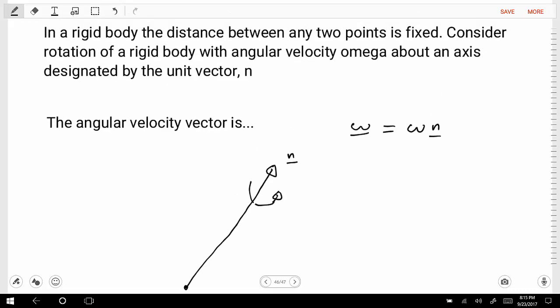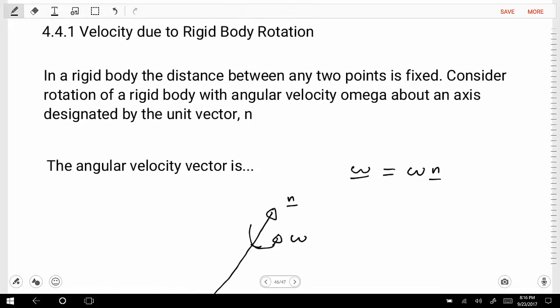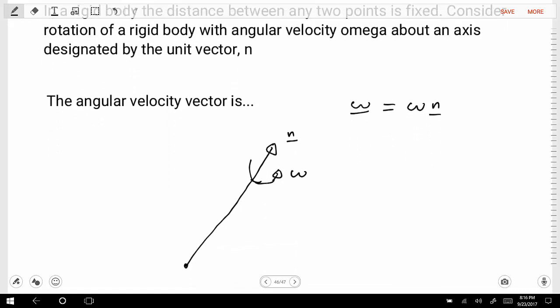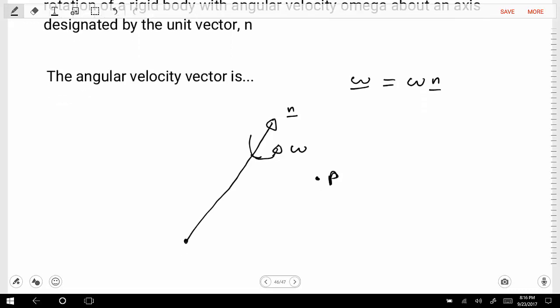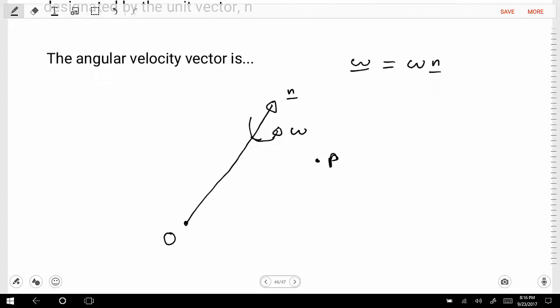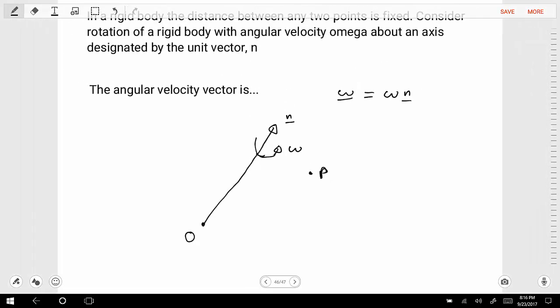There's this angular velocity omega that's happening about it. And we want to define what is the velocity of a particle or a rigid body within this system. So say there's some particle that's at a distance and it's rotating about this axis n. What is the velocity of that particle?